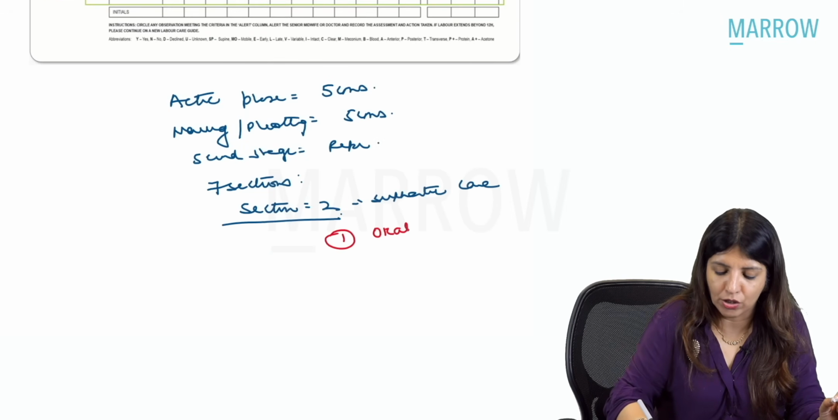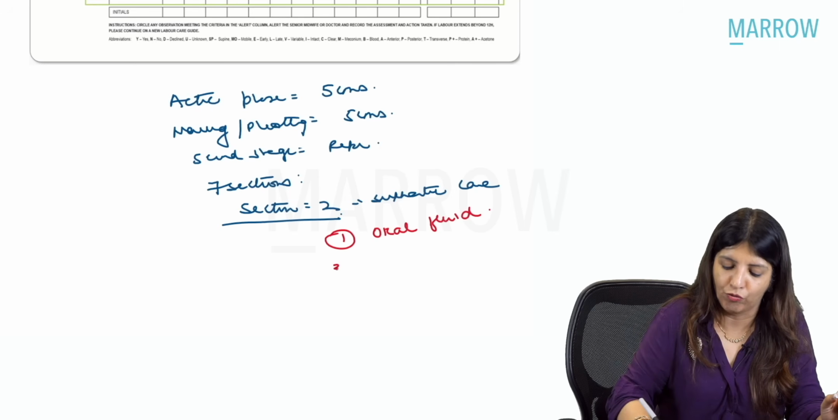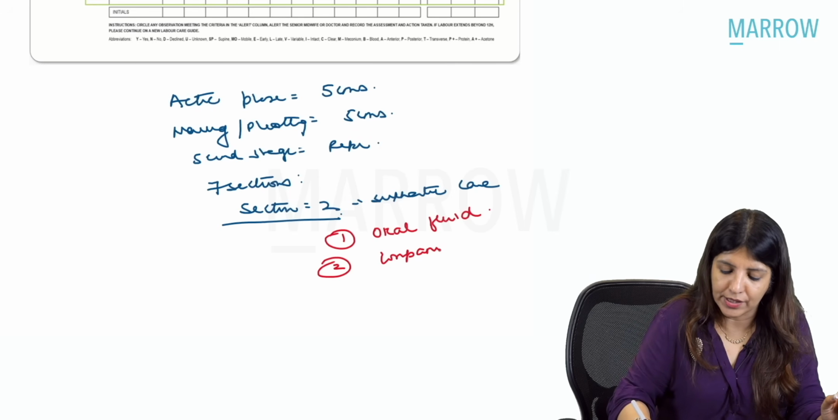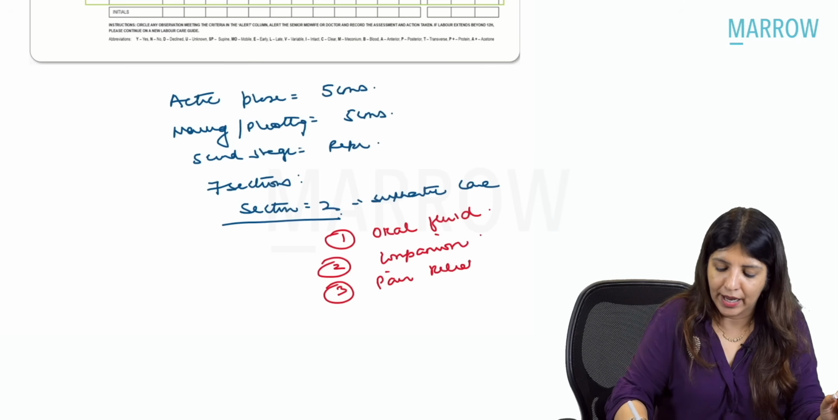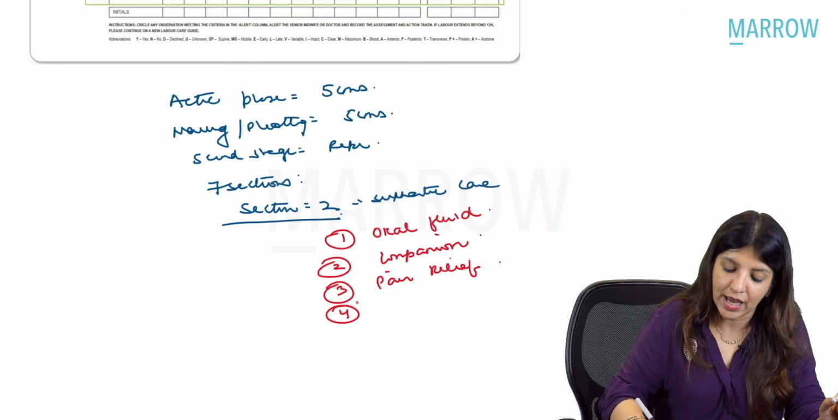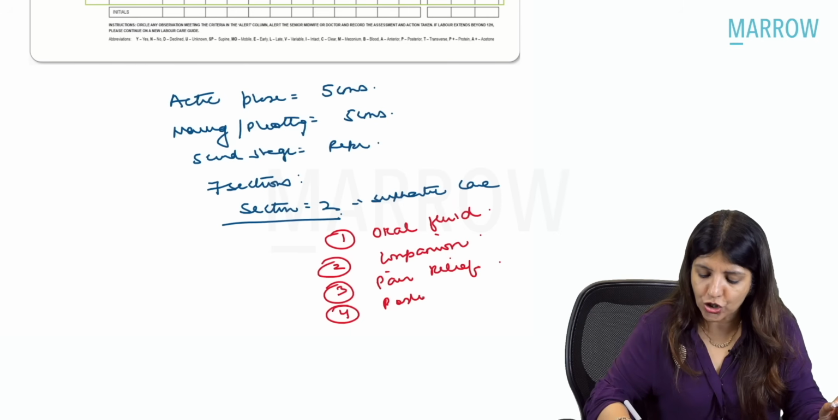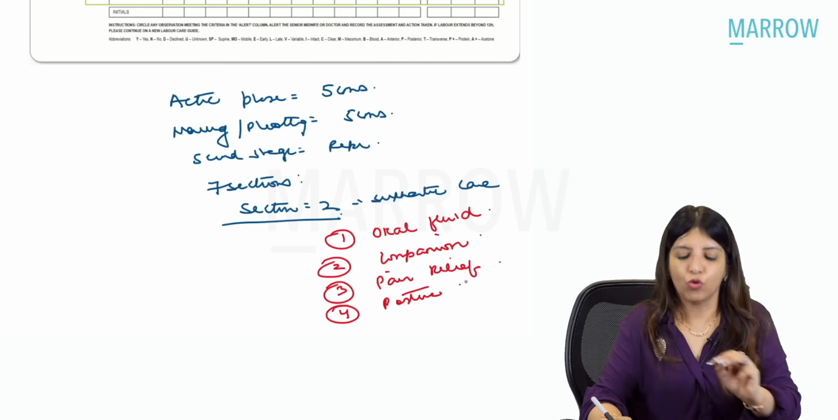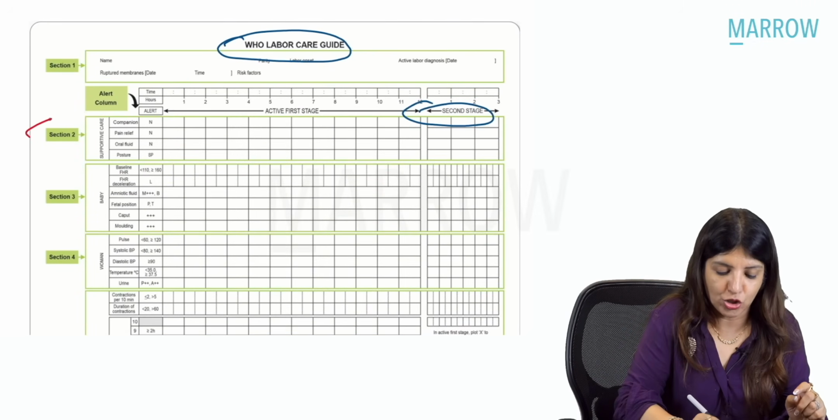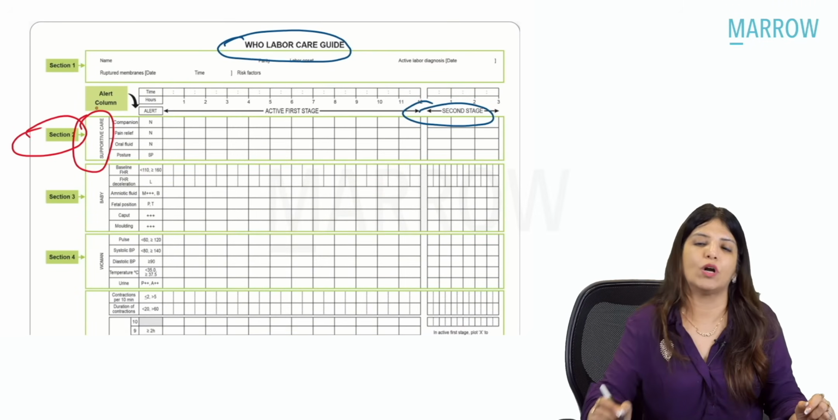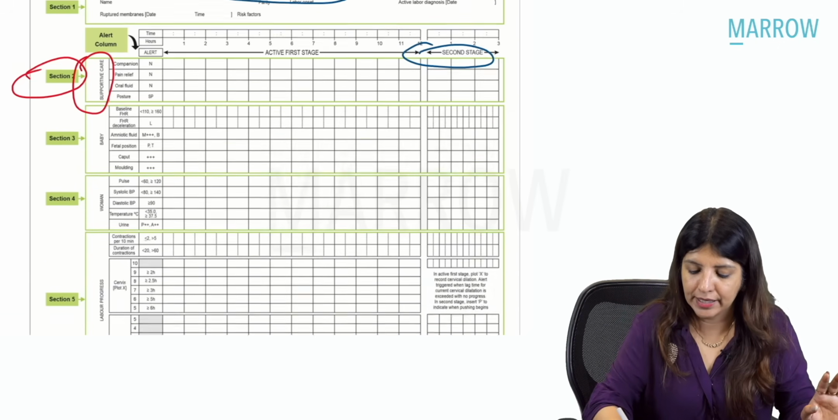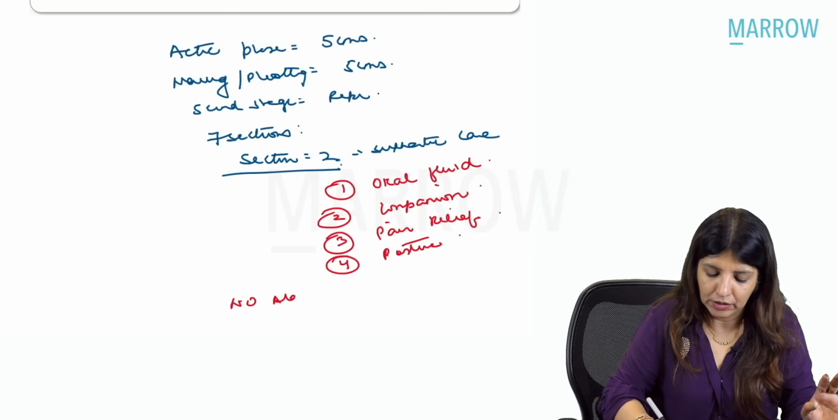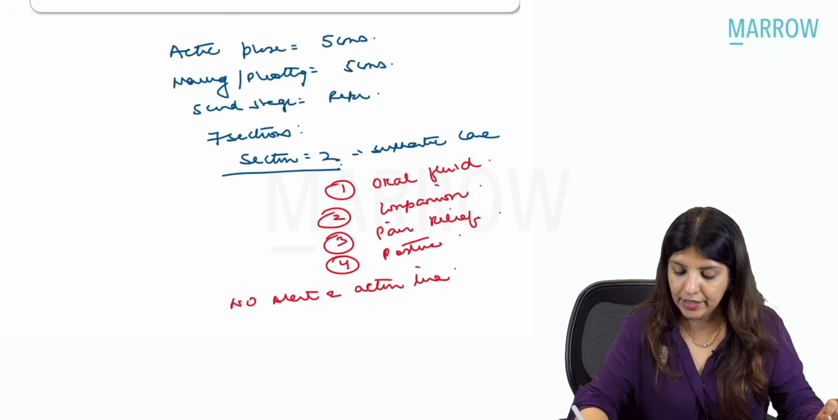In this section is included whether the patient has taken oral fluid or not, whether there is any companion present with her or not, whether she has been given anything for pain relief or not, and number 4, in which posture she was lying, right? So these 4 things are included in section number 2, which is a new section which has come and is called as supportive care. There is no alert line, there is no action line in labor care guide. There is no alert and no action line. Clear to all of you?